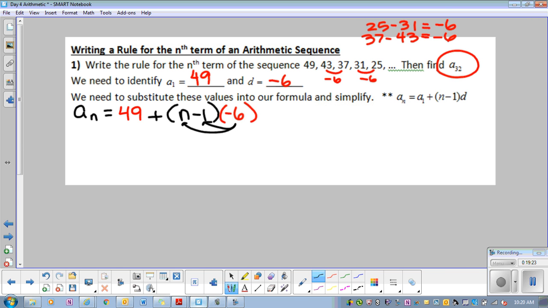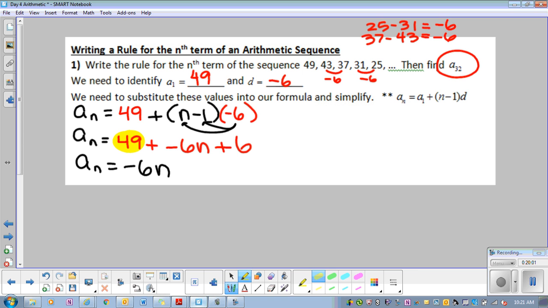Now, guys, you can't just leave it like that. You got to distribute. So now you have a sub n equals 49 plus, let's see, what is this? What's negative 6 times n? Negative 6n, and I probably should have just said minus 6n, but that's okay. We'll fix it later, okay? And then what's negative 6 times negative 1? Negative 6. Oh, 6. Positive. Right? So then we have a sub n equals negative 6n, and let's combine like terms. This guy and that guy. What's 49 plus 6? 55. This is your rule.